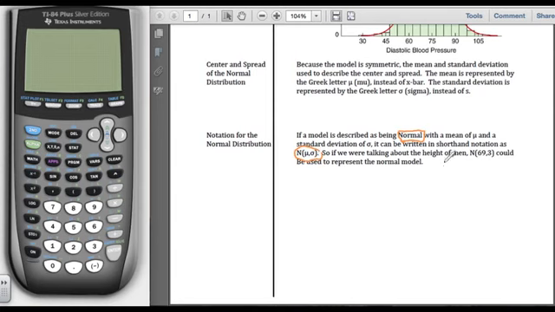If we were talking about the height of men, which we did an example back in Chapter 3, we could use N(69, 3). The mean height for men was 69 with a standard deviation of 3. And that would represent our normal model with shorthand notation.